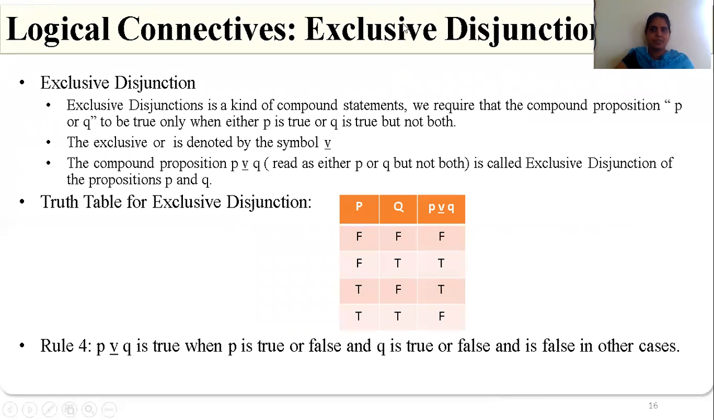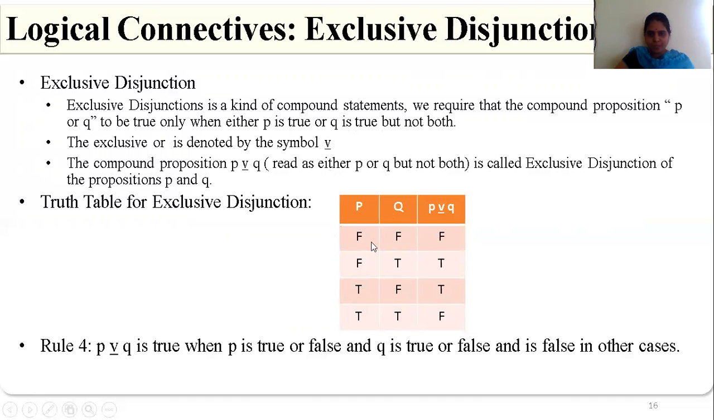Next is exclusive disjunction, or exclusive or. Exclusive disjunction is a kind of proposition where the compound proposition P or Q is true only when either P is true or Q is true, but not both. It is represented with this symbol and read as either P or Q but not both.